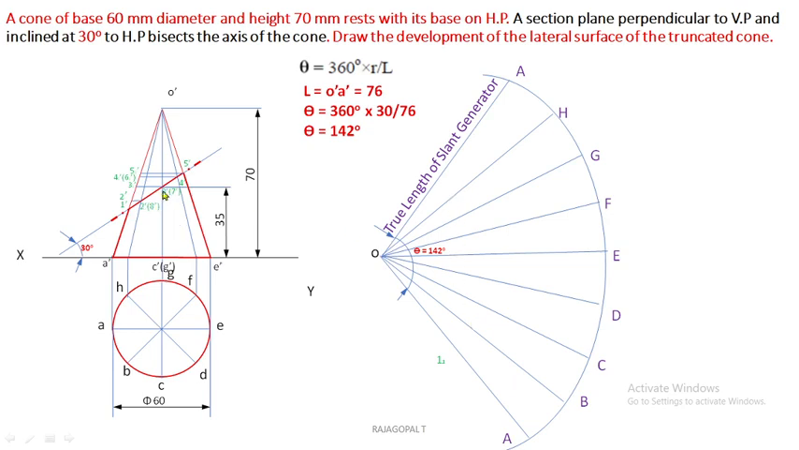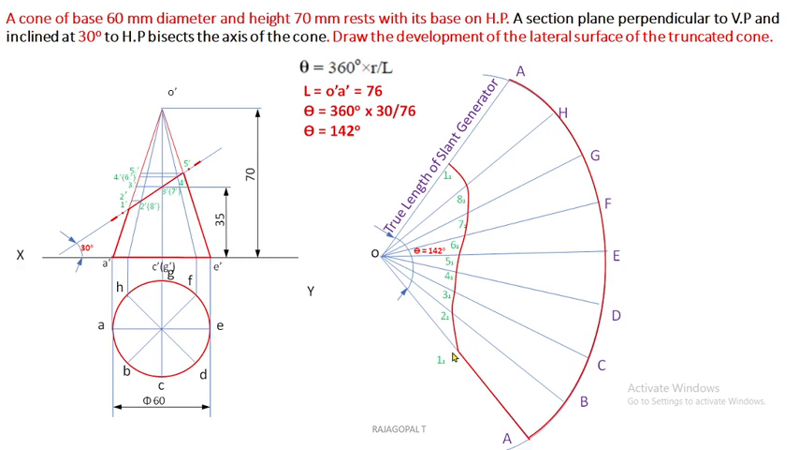Similarly, for 3 and 7 on the same projector, take O dash as center and 3 dash as radius. Use the same O as center. 3 and 7 are on OC and OG, so on OC cut one point and on OG cut another point. Similarly, you can go for 4 and 6 on the same projector. With the help of that, we can complete all the 1, 2, 3, 4, 5, 6, 7, 8 divisions. It has to be reproduced from this front view to this development of lateral surface. Now we can join all these by means of continuous thick lines.